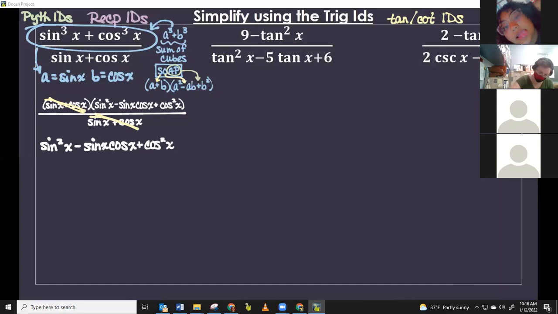I'm going to rearrange this just a little bit, and I want to know if you guys notice anything when I do that. I'm going to take this plus cosine squared x, and I'm going to move it right here. So I have sine squared x plus cosine squared x minus sine x cos x. Why do you guys think I moved it like that? What did I see that I want you to notice?